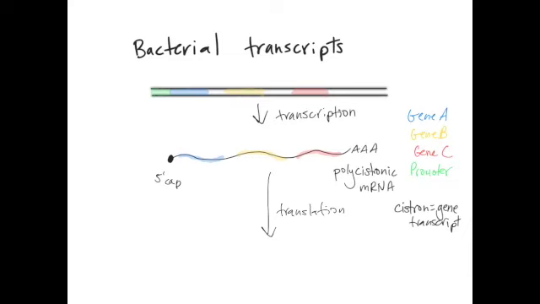Because bacterial cells don't have a nucleus, there's no need for the attachment of nuclear export proteins to our 5' cap. And interestingly enough, bacterial transcripts don't undergo splicing.